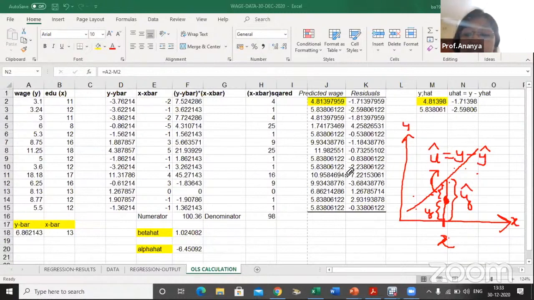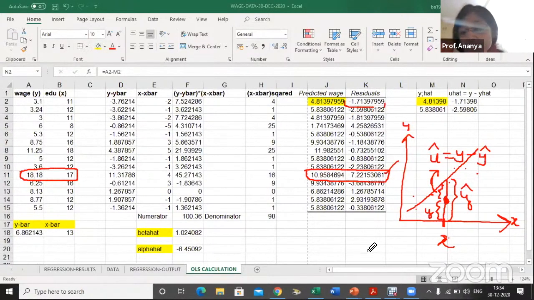And look at the positive residuals. Let's look at this, for instance. This is my 10th observation. Here, a person with 17 years of education is actually earning $18, and my model predicts that he should be earning $10. So he's actually earning a lot more. So y minus y hat in this case is positive.